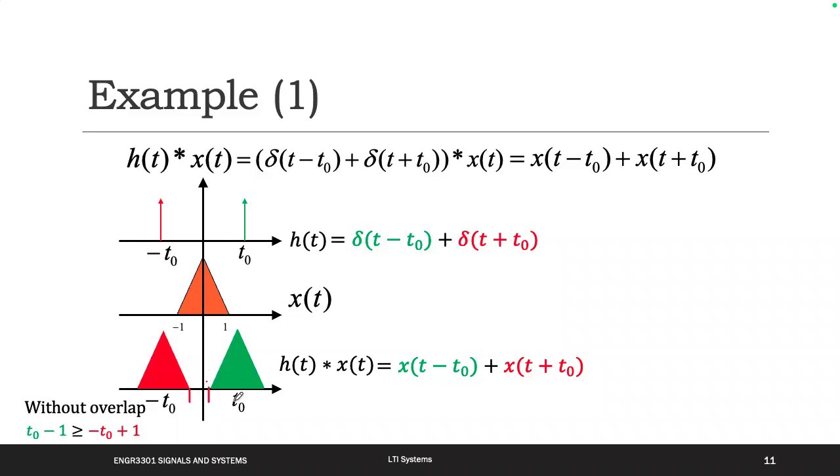So this point is t_now minus 1, and this point is negative t_now plus 1. Am I right? So we just make sure this inequality holds. Then we have t_now should be greater than or equal to 1. That makes sense to you?